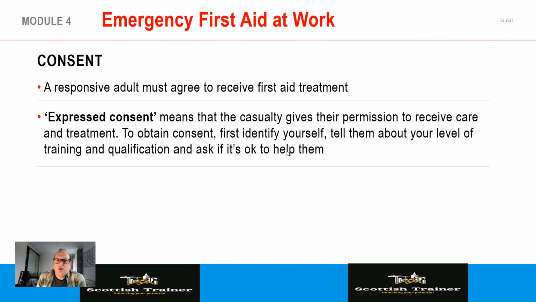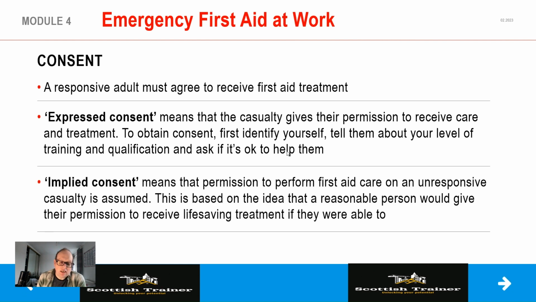If they are unconscious, they cannot give you that express consent. So you have what is called implied consent. Implied consent is when any reasonable person would be deemed to agree with life-saving treatment to themselves. So if they're unconscious, you have implied consent, because a reasonable person would decide that they would give their consent.